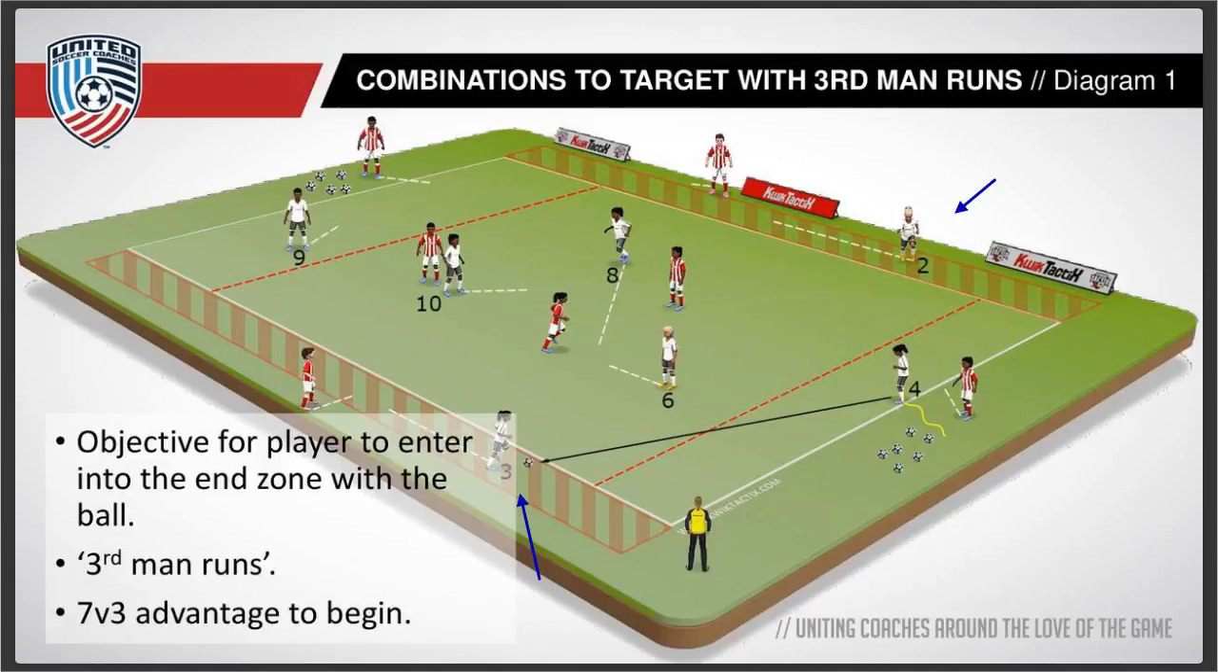And what we're trying to do is use this numerical advantage, because you've got 3 in the middle, you've got 4 on the outside with no opponent. So it's actually a 7v3 initially. And it's how can we get 6, 8, and 10 to get into that end zone ultimately in possession. That's the objective of the activity.